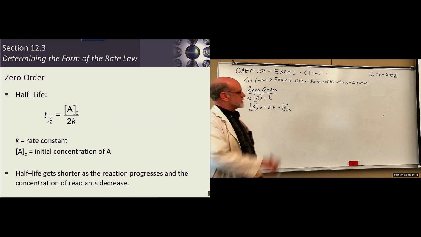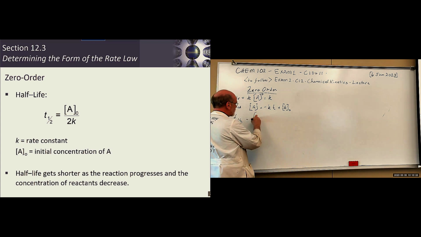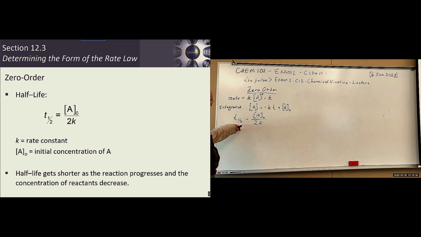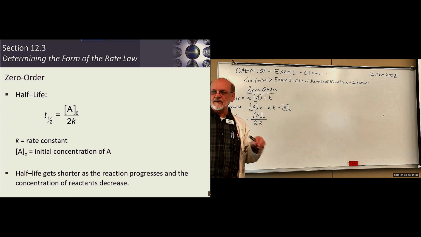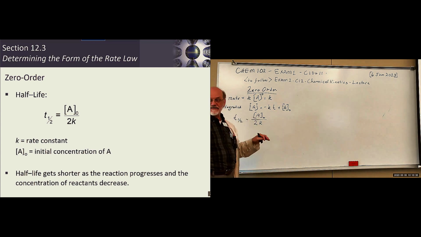Let's see. There's half-life. So when we calculate half-life under these conditions, we need to know the initial concentration, and then we need to know K, and we can calculate the half-life. How long does it take for half of that reactant, initial reactant concentration, to be cut in half?